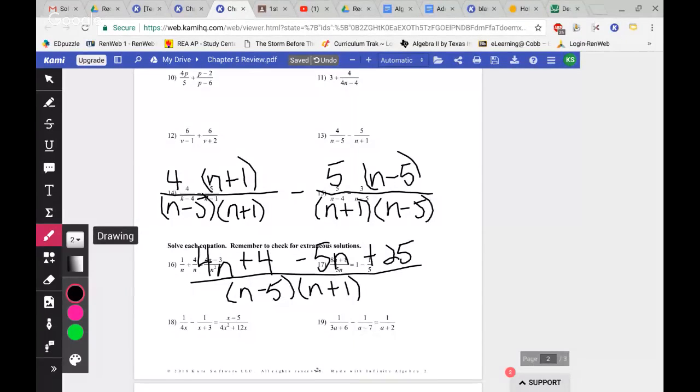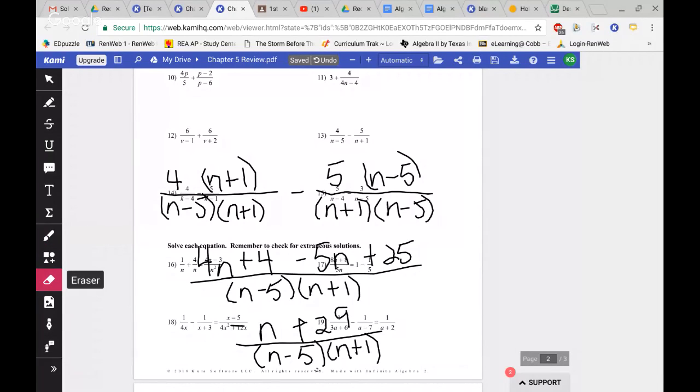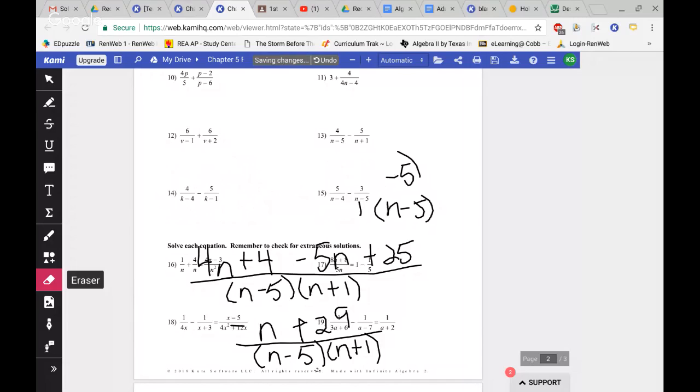And then I'll combine like terms. That's 4n minus 5n, which is going to give me a negative n. And then a positive 4 combined with a positive 25 is going to give me a positive 29. All over n minus 5, n plus 1. And that's your final answer for number 13. Moving right along.